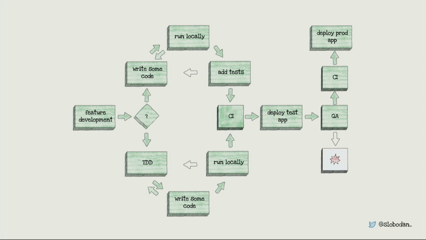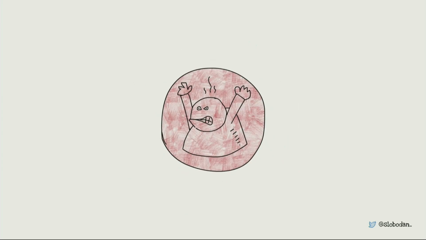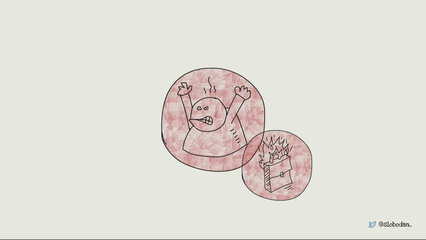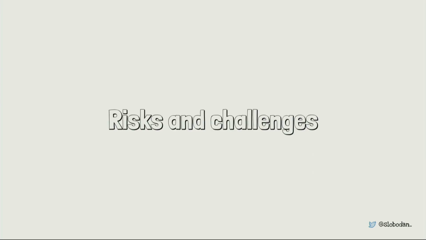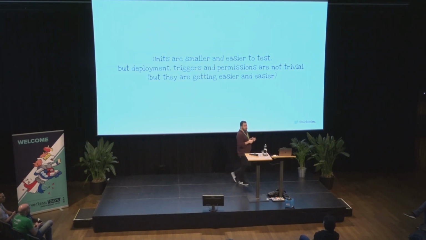So Alex and his team managed to deploy their application, their first feature, and of course they lived happily ever after, until one day there was an email from angry customers, and more angry customers, and everything was broken for some reason. Let's talk quickly about risks and challenges with serverless applications, because not everything is perfect. First, you have deployment risks. We said that units are smaller and easier to test now, but deployments, triggers, and permissions are not trivial. So there are many things that can go wrong with your applications.